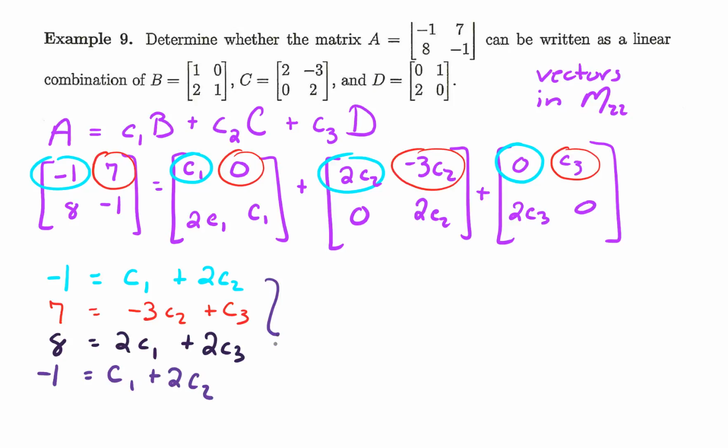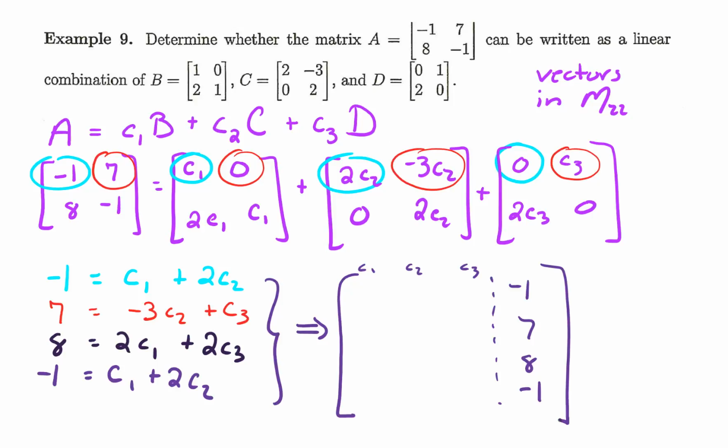This puts us into an augmented matrix. So for our columns C1, C2, C3, and then we have our constants, -1, 7, 8, and -1. Our first column for C1 would be 1, 0, 2, 1. Next, for column C2, we'll have a 2, negative 3, 0, 2. And for the C3 column, we'll have a 0, 1, 2, 0.